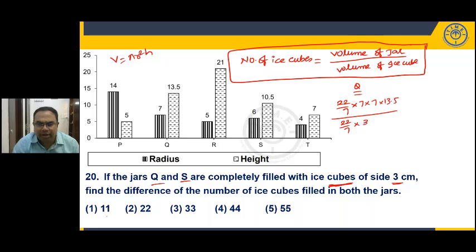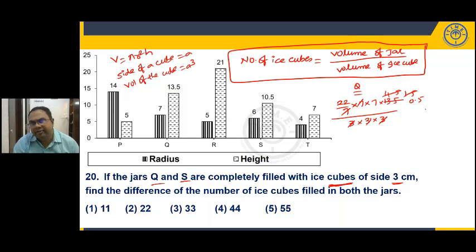Sorry, it's a cube, no? I am very sorry. A cube now, the volume of a cube. If I take the side of a cube as A, the volume of the cube is given by A cube. So the side is 3 into 3 into 3. 7 and 7 get cancelled. 3 goes 4.5 times, 3 goes 1.5 times, 3 goes 3.5. 22 into 0.5 is 11. 11 into 7, 77. What about the other jar?